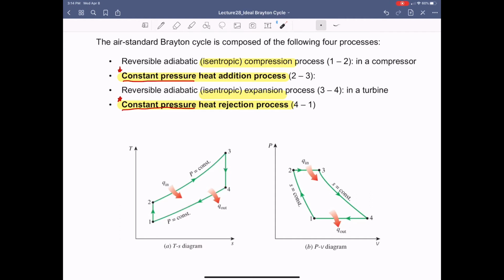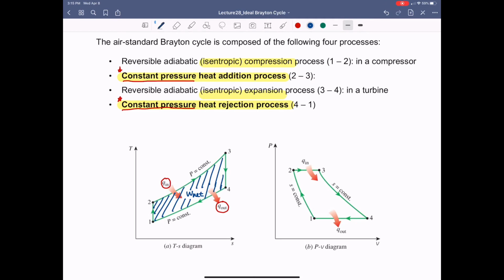Then during the process from 2 to 3, we have heat in, and from the 4 to 1 process, we have heat rejection. Now, how can you graphically represent the net work in the TS diagram? Yes, the net amount of work can be represented by the area surrounded by those four processes. That is how we can understand the amount of net work graphically. Then how about the PV diagram?